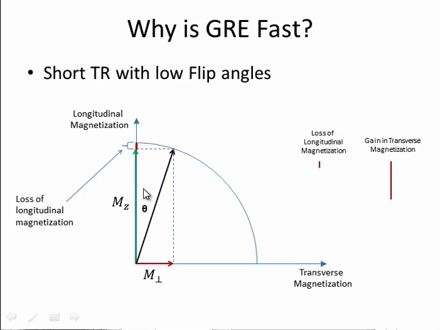So we can use a very short TR, because in between TRs, although we have a small flip angle, we're able to achieve a large amount of transverse magnetization relative to the amount of longitudinal magnetization that we've lost.